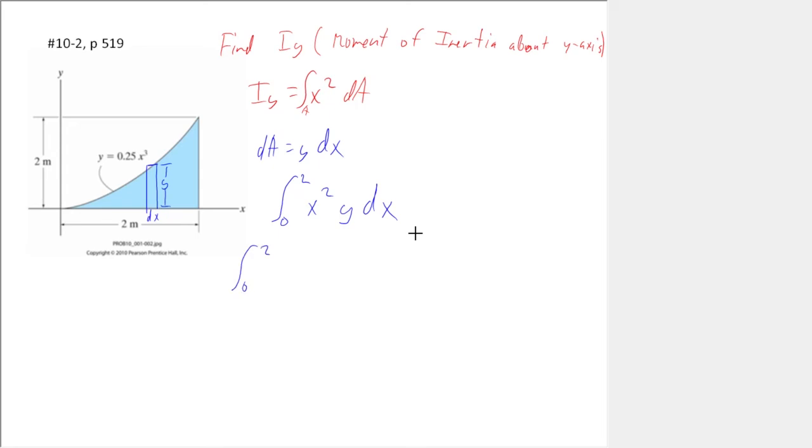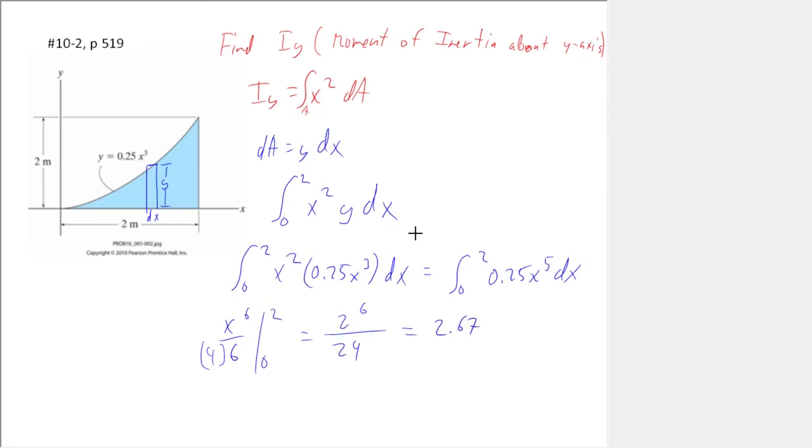Integral from 0 to 2 of x squared times y, which is 0.25 x cubed dx, which equals the integral from 0 to 2 of 0.25 x to the 5th dx. So then we just get x to the 6th over 6 times 4 from 0 to 2. 2.67 is the answer. What are my units? The moment of inertia of the area is meters to the 4th.